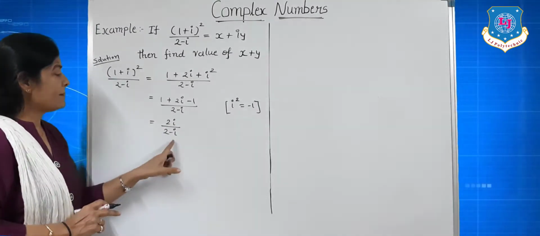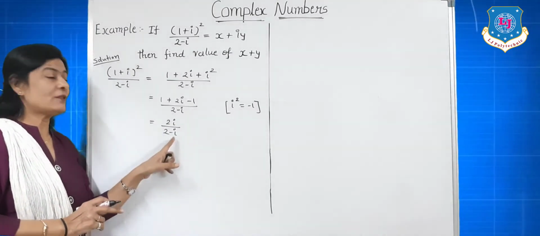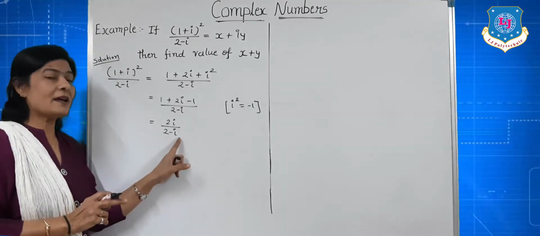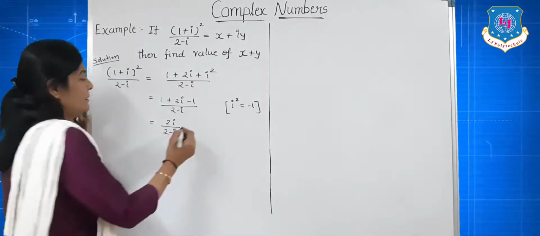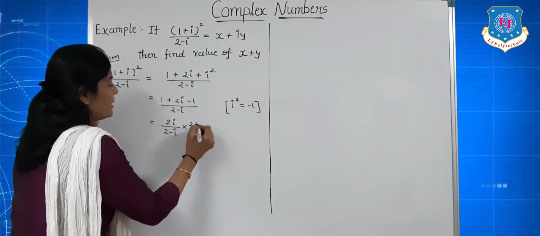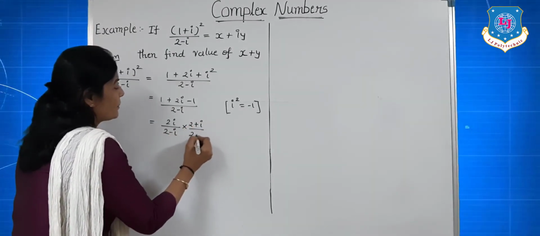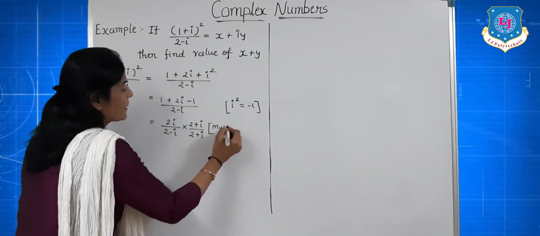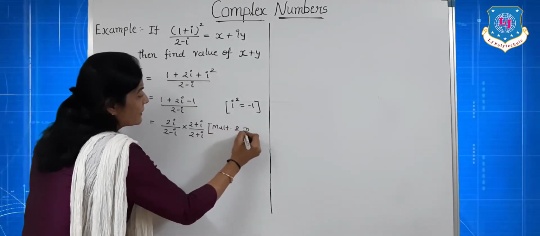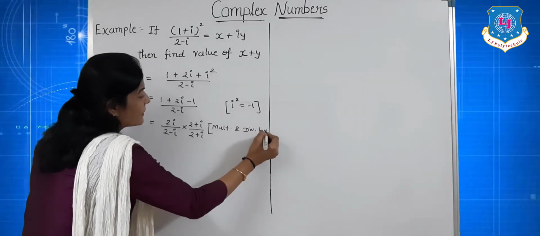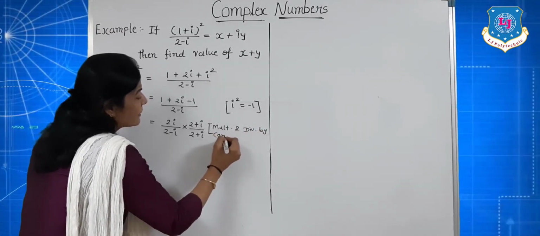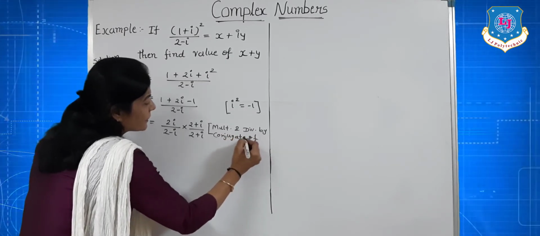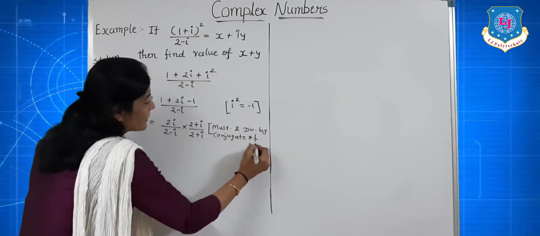Now multiply and divide by the conjugate of 2 − i, and conjugate of 2 − i is 2 + i, so (2 + i) / (2 + i). Multiply and divide by the conjugate of 2 − i.